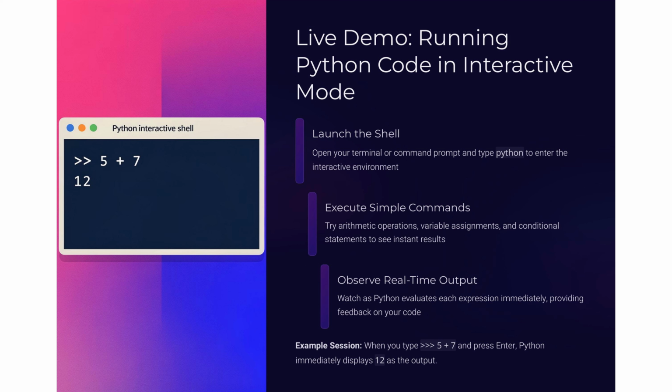Open your terminal and type Python to access the interactive environment. Execute commands like arithmetic operations or variable assignments to see immediate results. For instance, typing 5 plus 7 instantly displays 12. This real-time feedback is invaluable for understanding Python's behavior and refining your coding skills efficiently.